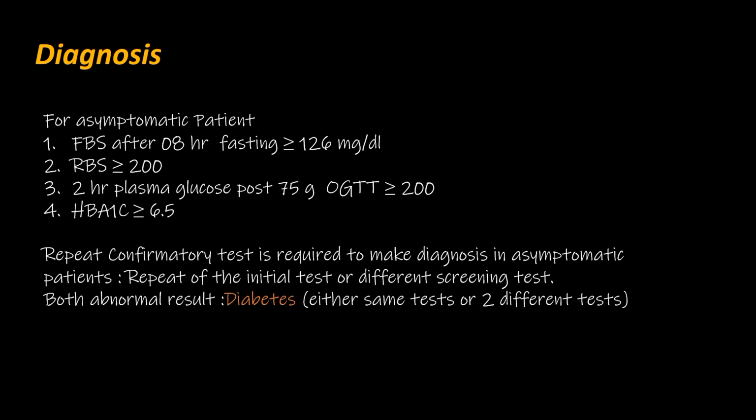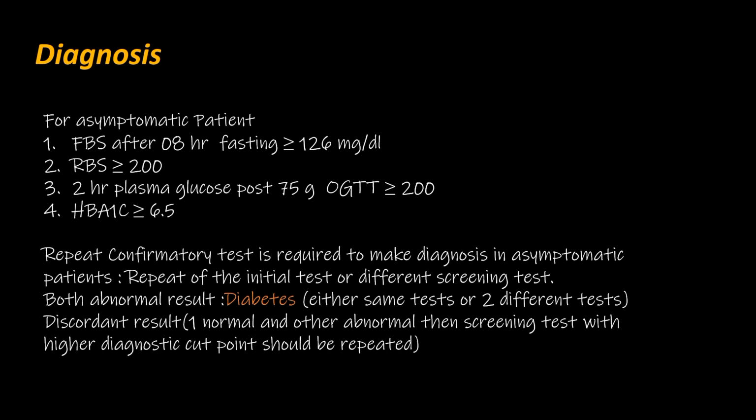Both abnormal results, from either the same test or two different tests, mean diabetes. A problem arises with discordant results: one normal and the other abnormal. Then the screening test with the higher diagnostic cutoff point should be repeated. For example, if the fasting blood glucose is 110 and the HbA1c is 6.6 or 6.7, then the HbA1c should be repeated to confirm whether this higher value is because of certain interferences, lab error, or the patient is suffering from diabetes.